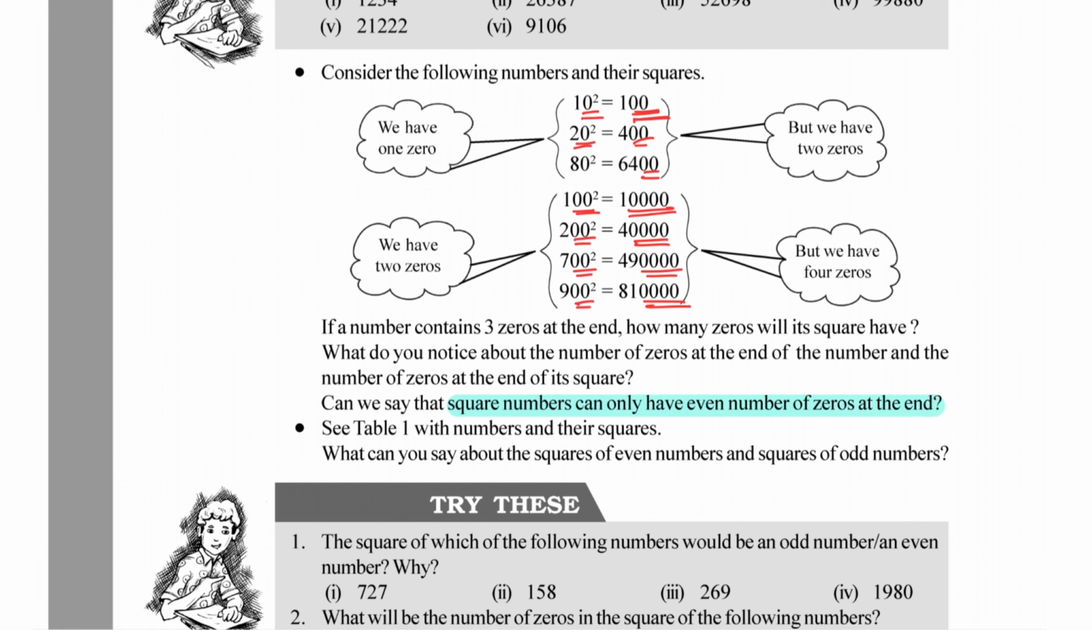Now in the table you have to check the squares of even numbers and squares of odd numbers. Once you check, you will see that squares of even numbers will be even and those of odd numbers will be odd. So these are the properties of square numbers. All these points you should make a note of. Using all these points, you can identify whether a given number can form a perfect square or it cannot form a perfect square.